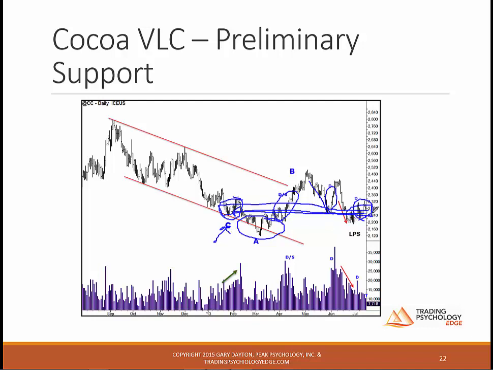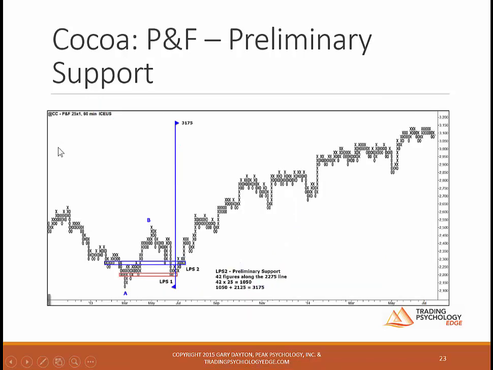When we can identify that on the chart, and when the chart is showing us that the count wants to continue to go higher, we can bring our count all the way back over to that level. Okay, that's C. This is C on the vertical line chart, and then we get 42 figures along the 2275 line. That's 1,050. We add that to the low.